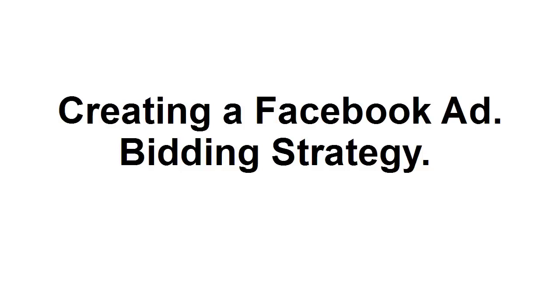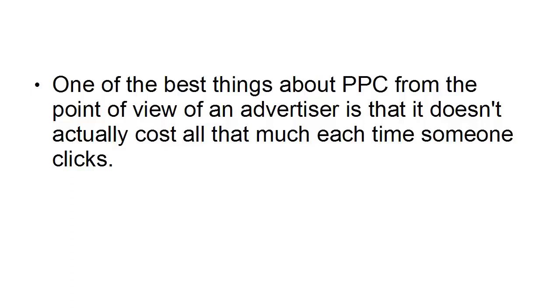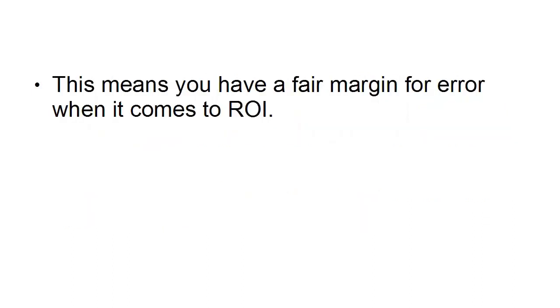Creating a cost-effective Facebook ad bidding strategy is incredibly important. Getting it wrong could leave you seriously out of pocket. One of the best things about PPC from the point of view of an advertiser is that it doesn't actually cost all that much each time someone clicks. As a rule, you generally pay only a few cents and up to maybe $5 for clicks. And this means you have a fair margin for error when it comes to ROI, or return on investment.